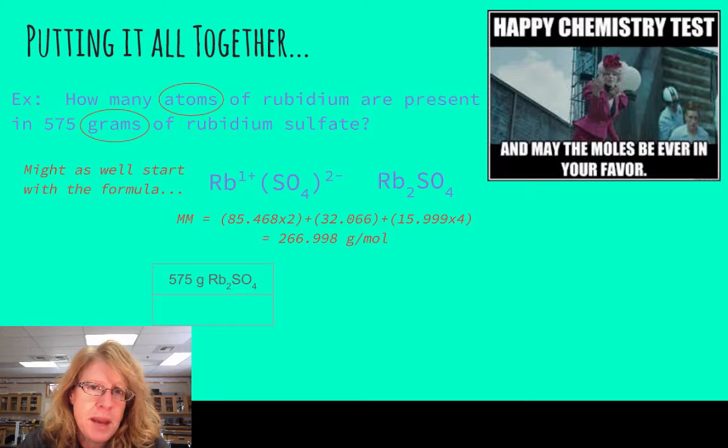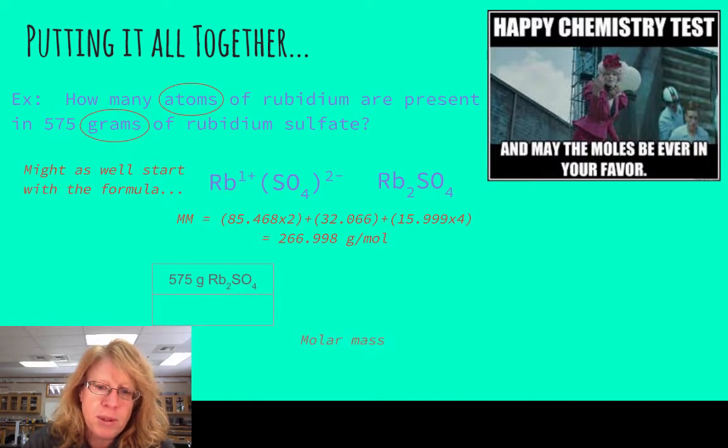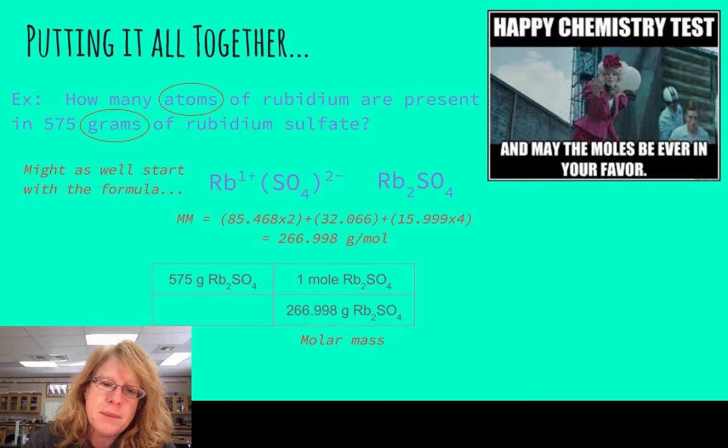All right, so doing our conversions, what do we need to do here? So we're going to start with our first step. Start with what we got, 575 grams of rubidium sulfate. So what do we need to do next? The next step is to do that grams, cross it down, and if we've got grams on the bottom, we're going to have moles on the top. It's going to be our molar mass step. So that's where we're going to use our molar mass of rubidium sulfate. 266.998 grams is 1 mole of rubidium sulfate.